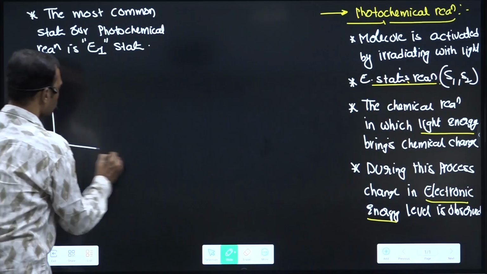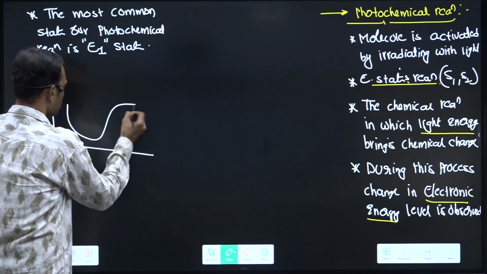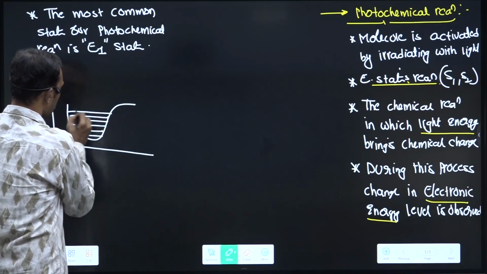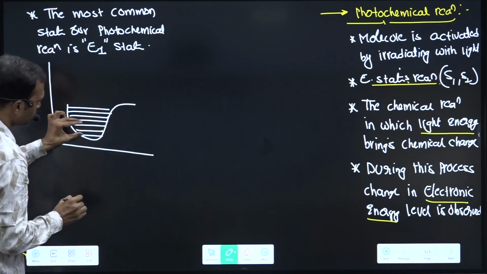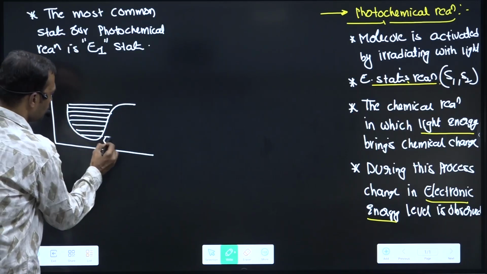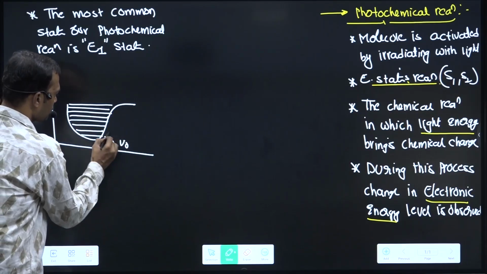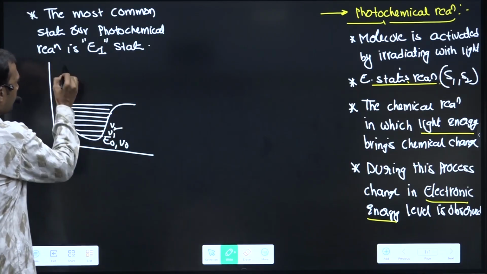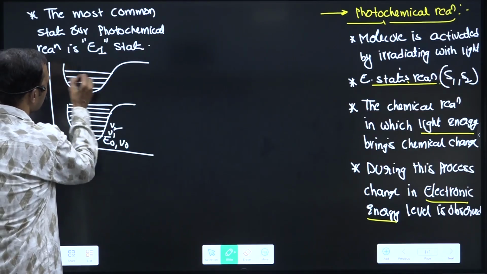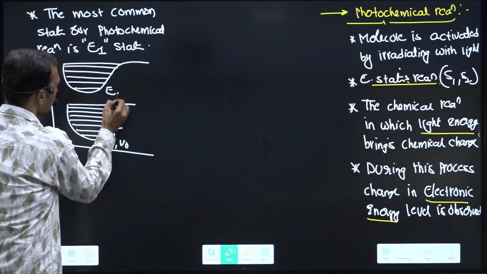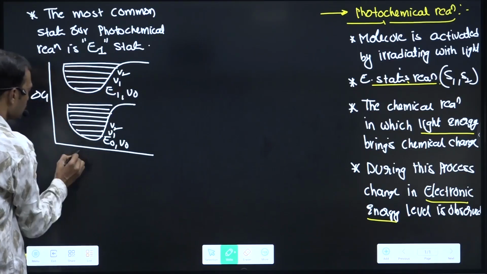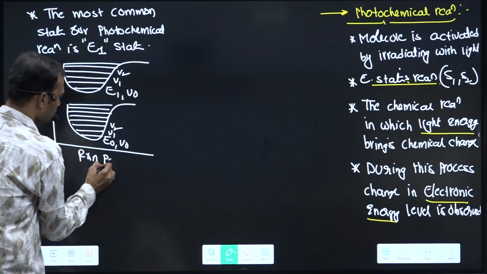Suppose you want to draw the Morse curve. See, this is photochemically irradiated. Here I am drawing clear gaps, but actually you need to decrease the gaps here. Whenever you keep moving upward, the gap should decrease. This is E0, V0. This is V1, V2, etc. Now here it remains the same, but the gaps are very small. What is this? E1, V0. Now V1, V2 like this. This is delta G and here the reaction path.